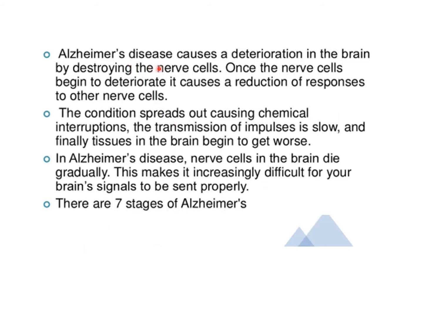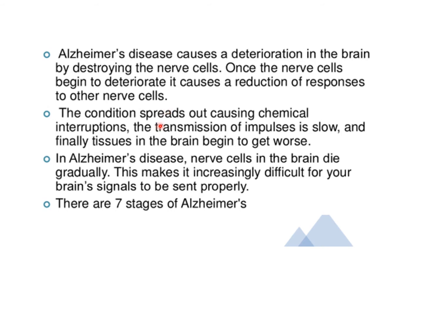Alzheimer's disease causes a deterioration in the brain by destroying the nerve cells. So in this disease, nerve cells are destroyed, or the loss of nerve cells occurs, or their death occurs. Once the nerve cells begin to deteriorate, it causes reduction of responses to other nerve cells.